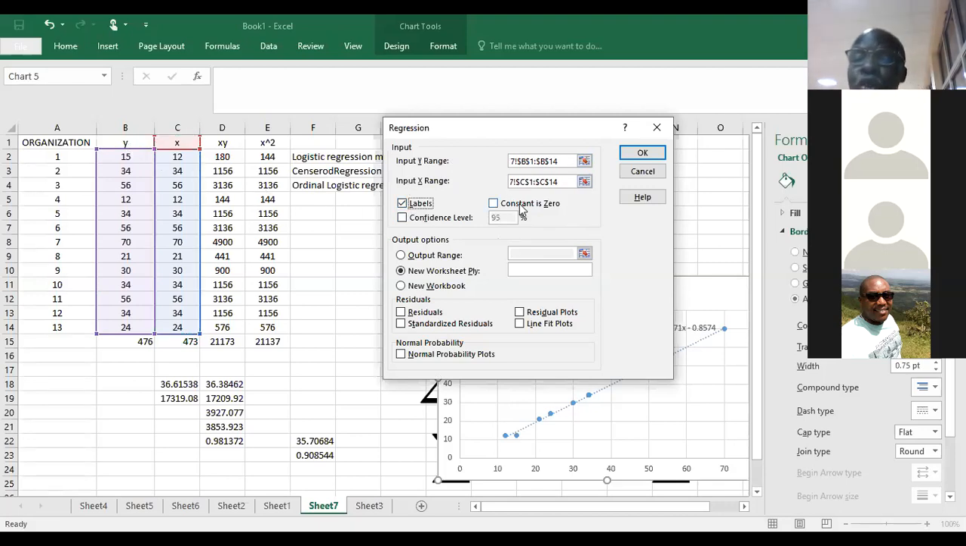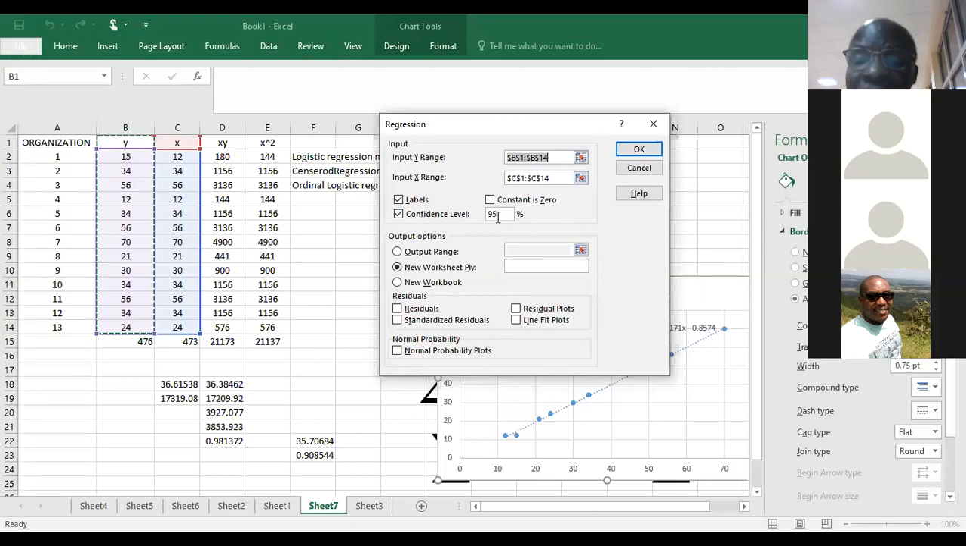I'm going to assume that there is no intercept. You don't have to bother about this. I want a confidence interval. The default normally is 95% confidence interval or 5% level of significance. That you need to always click. It has meaning. These are other things we need, especially for multiple regression. But for this one, I'm not going to complicate it. I simply run my regression.